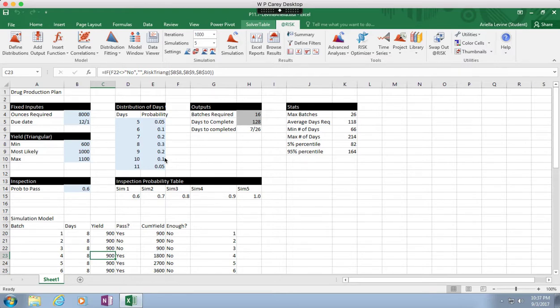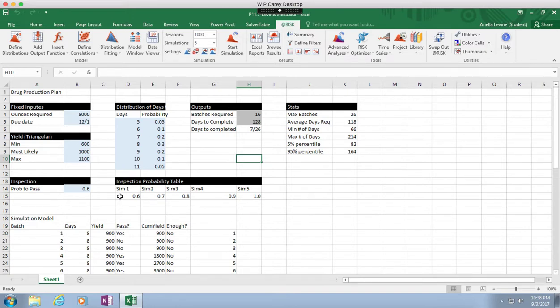The third thing is the inspection. They have an inspection process. If the batch does not pass inspection, it can't be used at all. It can't be utilized towards a total. So it may be a 9-day batch, and if it doesn't pass, it's going to be thrown out, and we're going to have to add those days to the total number of days that need to be completed before we can fulfill the order. That's a lot of the information from 11.3.